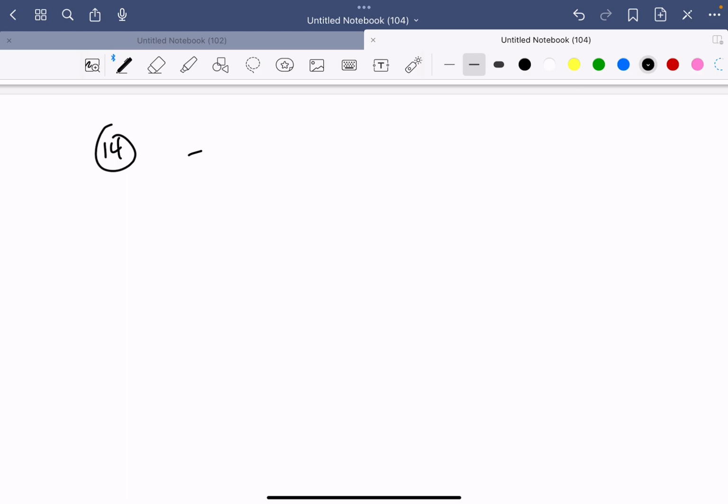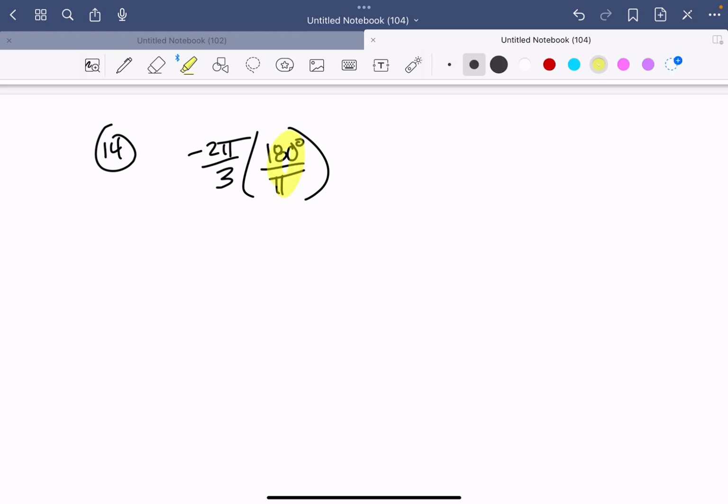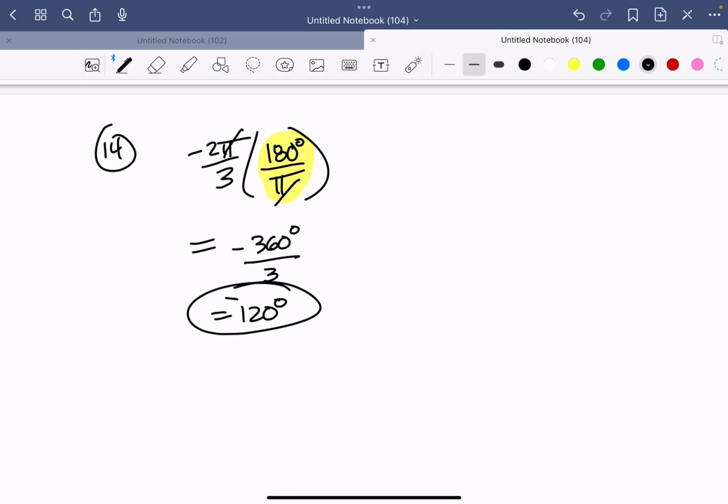14, if you have negative 2 pi over 3, again, if you want degrees, you must introduce them because radians are unitless. So I multiply by 180 over pi is my well-chosen 1. Pi's cancel out. You get negative 360 over 3, which today and today only is negative 120.